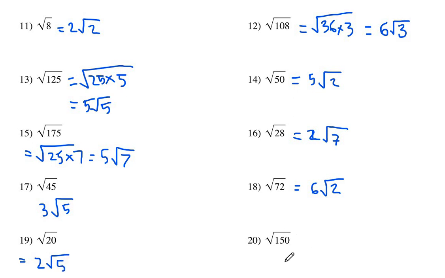150, well, 150 can be written as 25 times 6. And so that is 5 square root of 6.